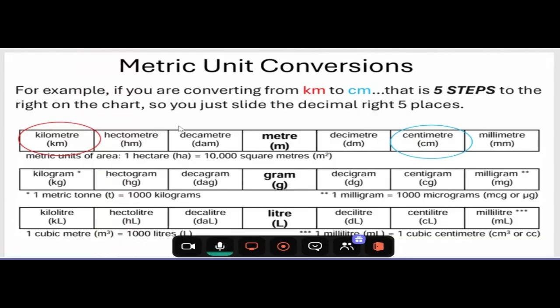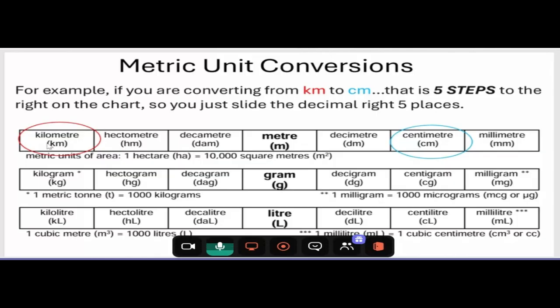1, 2, 3, 4, 5 steps to the right. That means all you've got to do is slide the decimal right 5 places. What you're doing is technically dividing by 100,000, that's a 1 with 5 zeros, but you don't need to do it that way. You don't need to pick up your calculator, right? You just go 5 to the right.